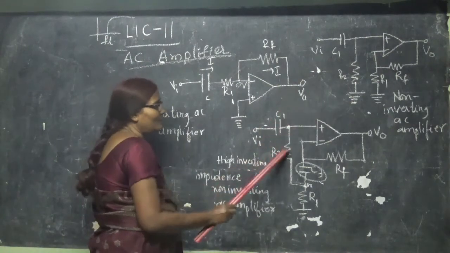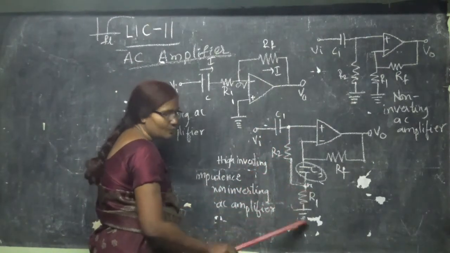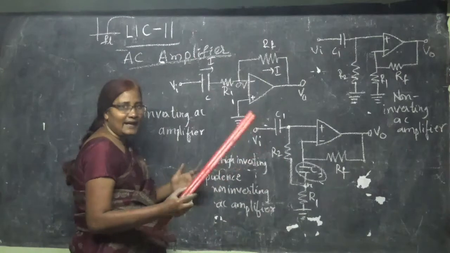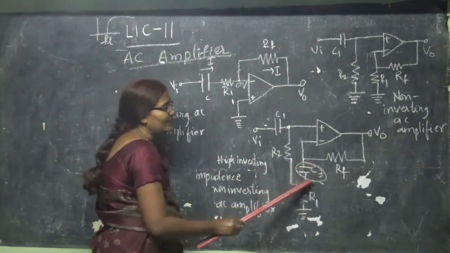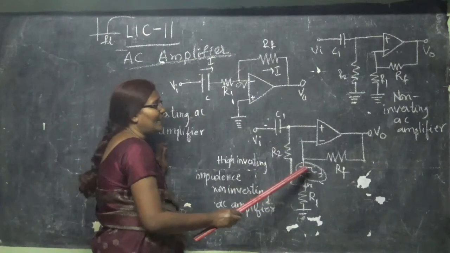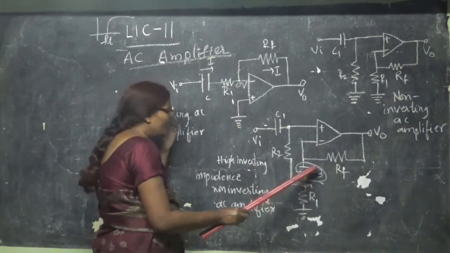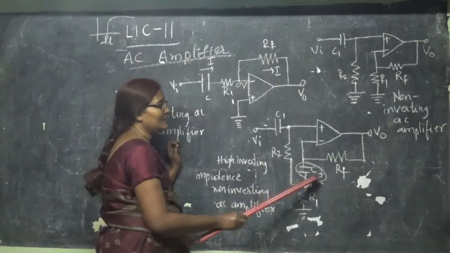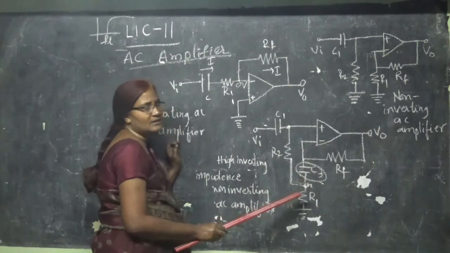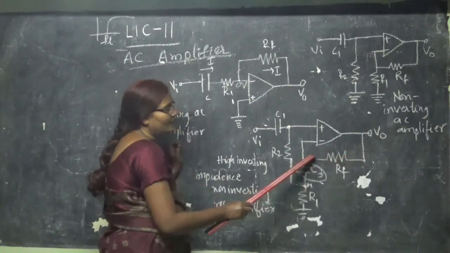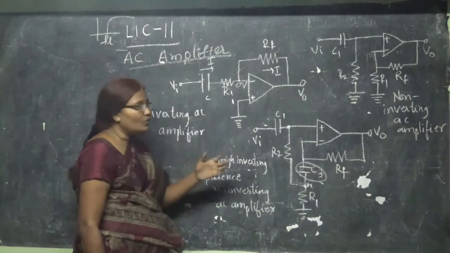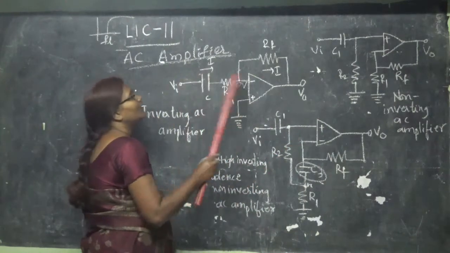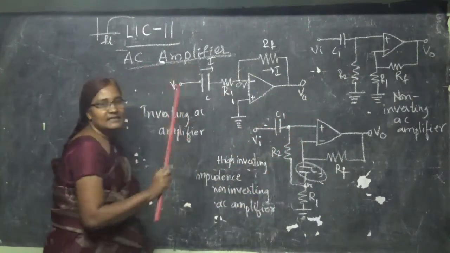So my purpose is served: all the DC is going to be grounded and my input impedance is as high as possible. And here a very large value of C3 is used, and this C3 will be shorted for all high frequency AC signals. So this will act as a short circuit, and so there is no problem for the flow of signals in the feedback path. So this is the non-inverting model of the AC amplifier.